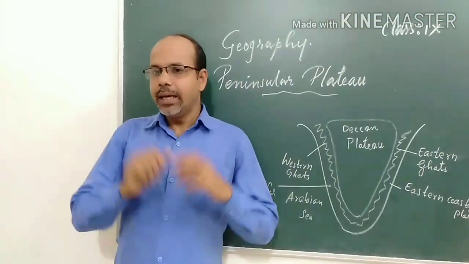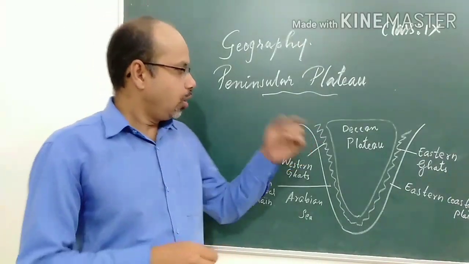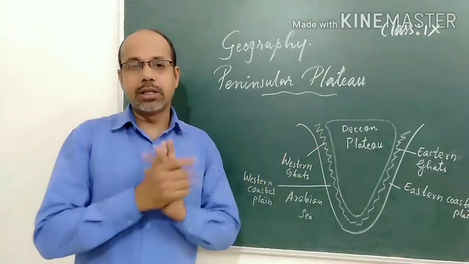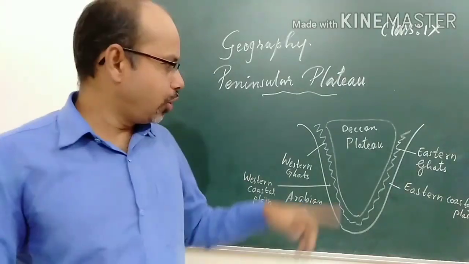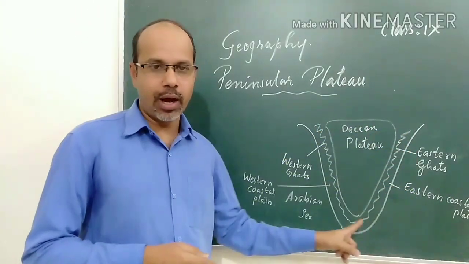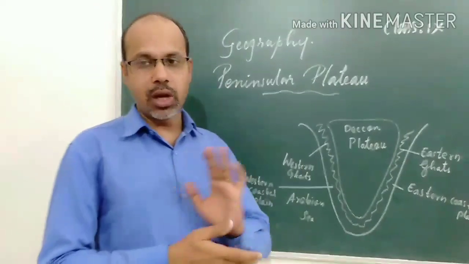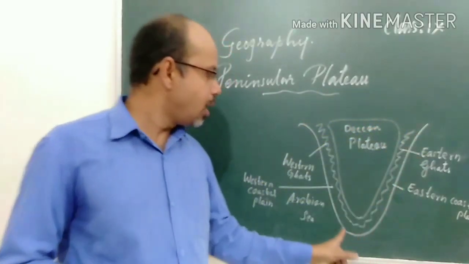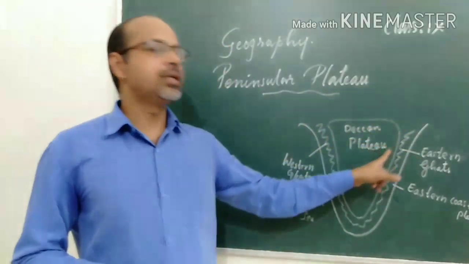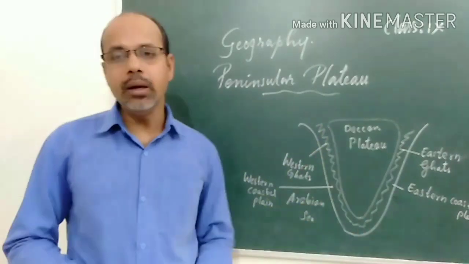Today let's see in the peninsular plateau what is the difference between the Western Ghats and the Eastern Ghats. We have studied the peninsular plateau. Where is the peninsular plateau? It is in South India. The peninsular plateau is located in South India, and it is also known as the Deccan Plateau.